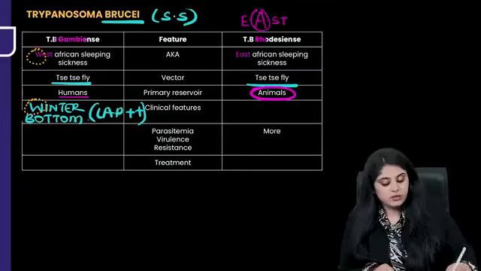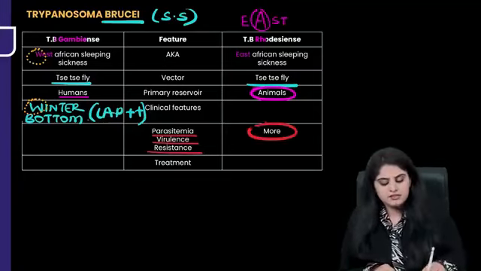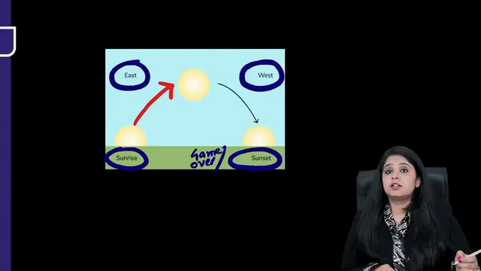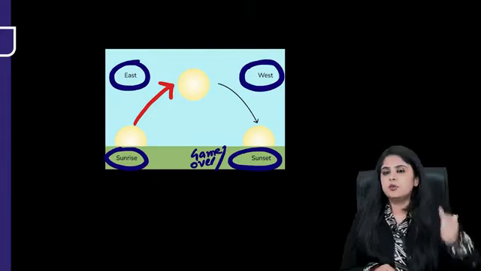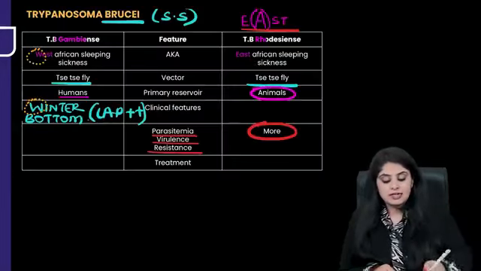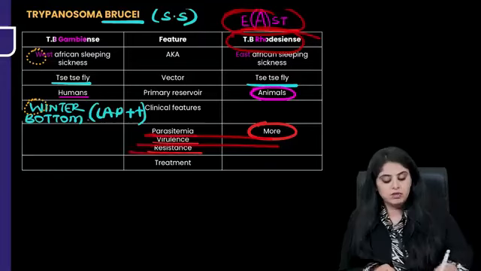Which of them is going to be more parasitemic, more virulent, more resistant, difficult to treat? Difficulty is by East African, because when someone is rising, it is the real struggle, isn't it? It is the real struggle. You are more ferocious, more aggressive, wanting to put in that extra work. That is what this rising Rhodesiense is doing. It is more parasitemic, more virulent, more resistant.